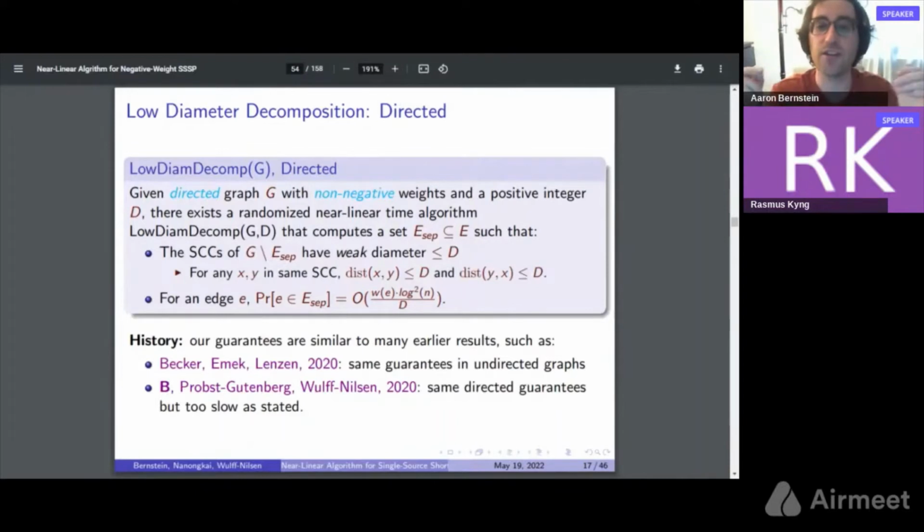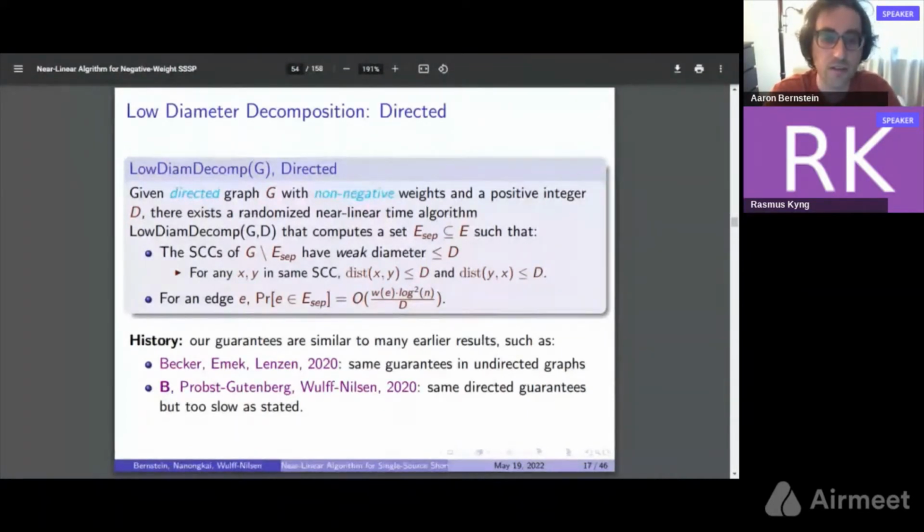I'm not an expert in the history of these low diameter decompositions, and to some extent we reinvented the wheel. So if you happen to know a lot about them and you look at these guarantees and you're like, I've seen these before, or I feel like these follow trivially from this other paper, then let us know. We would be very happy to hear about that.